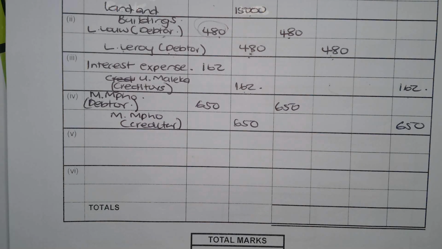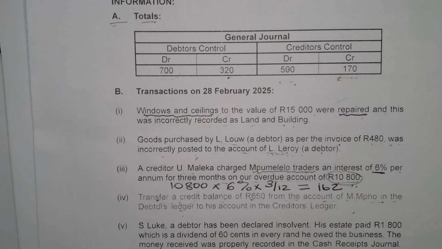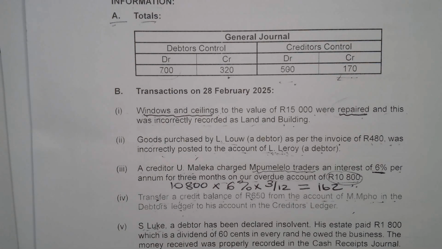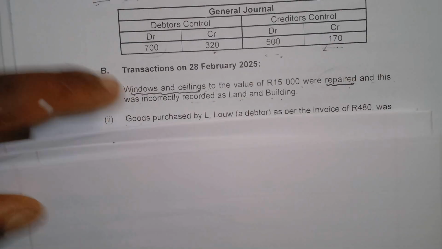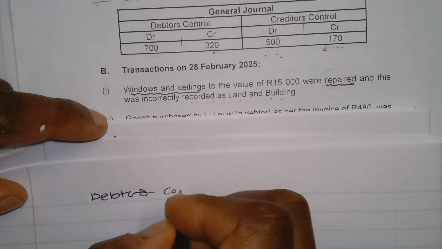Right. We are almost done now. So we are on this transaction. It says, as for Luke, a debtor. Again, you see they are telling us about a debtor. Just simply go and write the debtor. Debtors control.